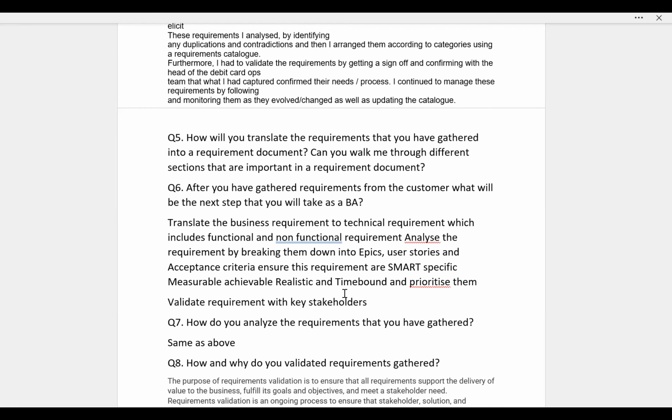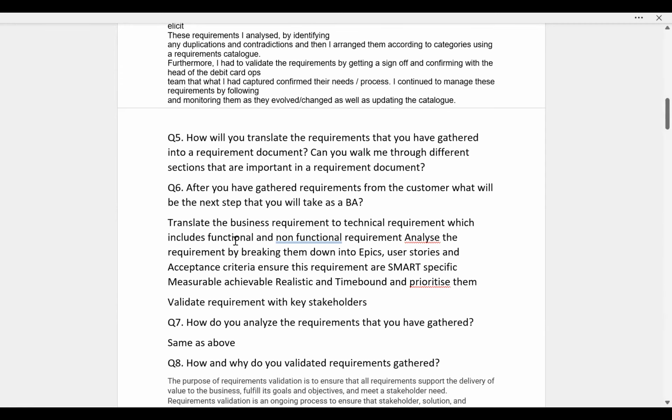So after you have gathered requirements from the customer, what will be the next step that you take as a BA? Translate the business requirement to technical requirement, which includes functional and non-functional requirements. Analyze the requirement, breaking down into epics, user stories, and acceptance criteria. Last point is very good, what you have written: validate requirements with key stakeholders.